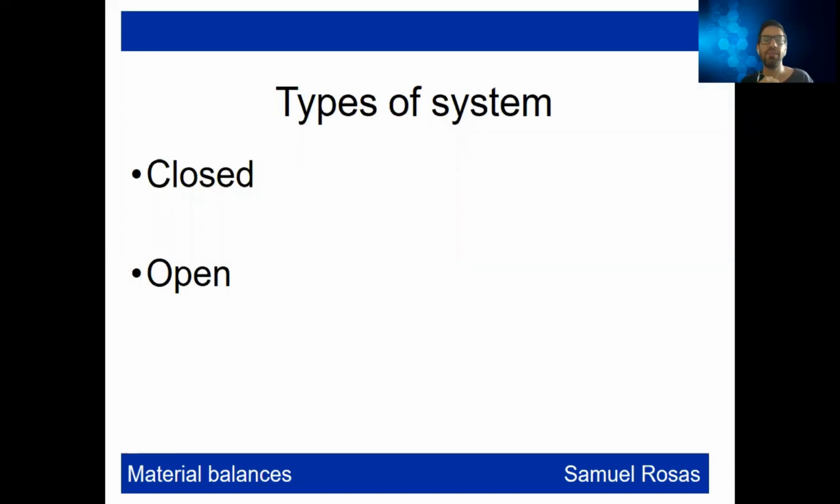And the system can be closed. It can be closed when there is no exchange of materials. So you just input the material, you close it, but there is an exchange of energy. And it could be an open system when there is a flow of material. Materials are entering, are going out, and it's also happening with energy.